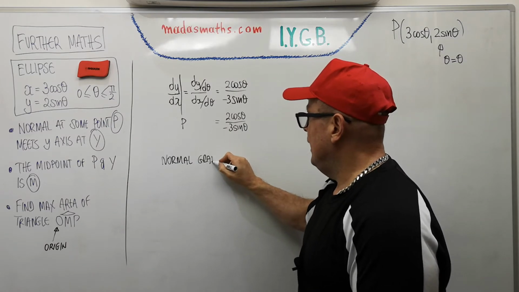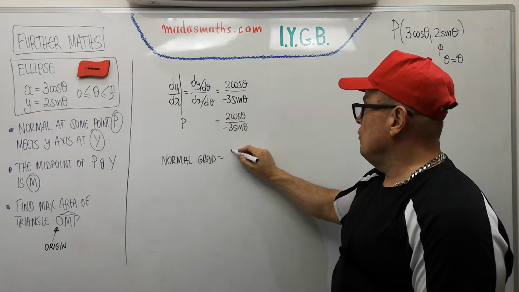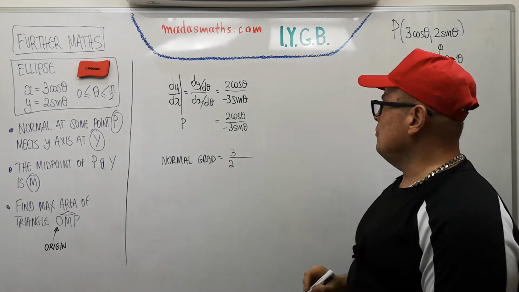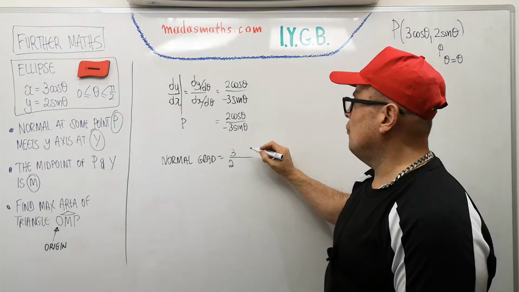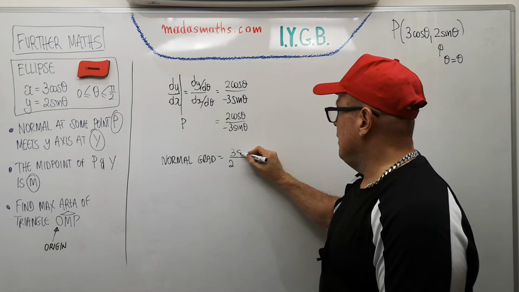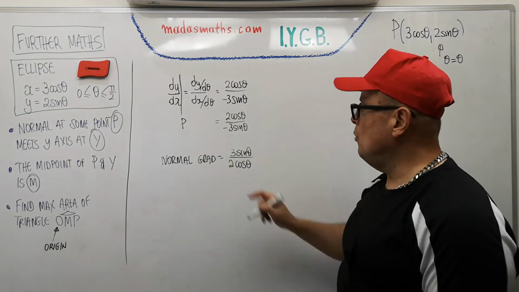The normal gradient will be equal to the negative reciprocal of that, so it's going to be, of course, positive 3 over 2 and I could write it as a tan, but I'm going to leave it as sines and cosines, probably a little bit better for this question. So 3 sine theta over 2 cos theta. So that's the normal gradient.